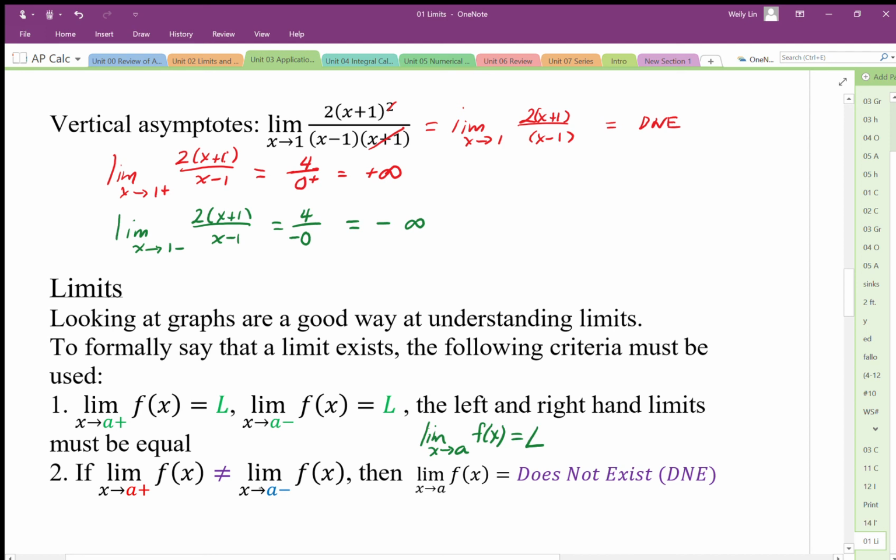In this case here, when the left-hand limit is not equal to the right-hand limit as we approach the same value a, then we have to say that the limit does not exist at a as a two-sided limit.